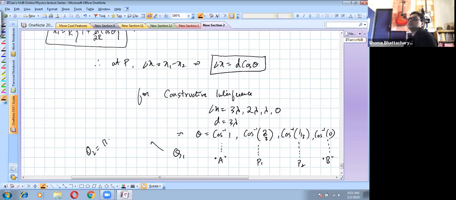You have pi minus cos inverse 2 by 3, pi minus cos inverse 1 by 3. Those two are the points, and pi, and like that. This is quadrant 2, like that, quadrant 3, quadrant 4. You get all your 4 points. So this is your complete analysis of this.